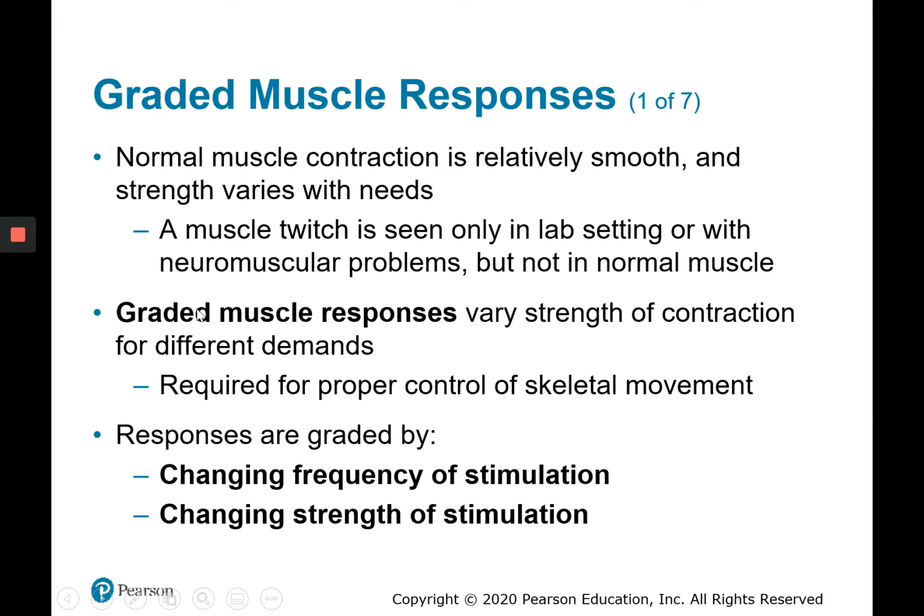So graded muscle responses are going to vary a couple of things. They can vary the strength of contraction. Basically, they can vary how many motor units are going to be used to stimulate that muscle. Or they can vary the frequency of stimulation, meaning they can increase how fast action potentials reach that skeletal muscle fiber, or they can decrease it. Increasing the rate of stimulation or the frequency of stimulation is going to produce the graded muscle responses. Same thing for increasing the strength of stimulation.